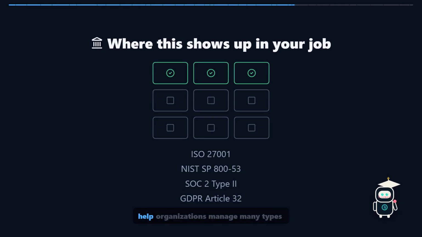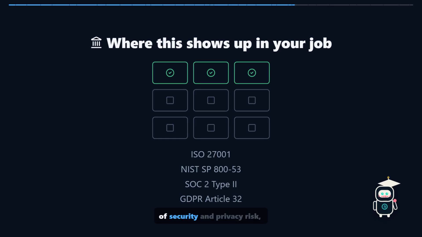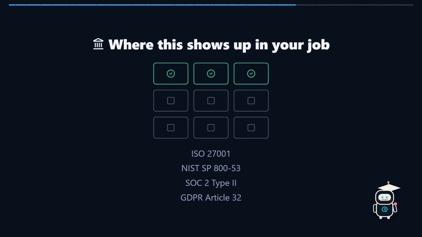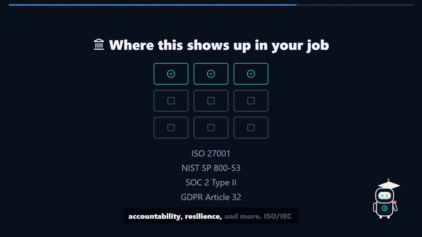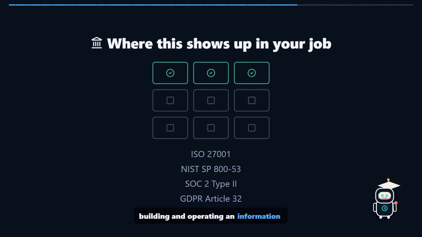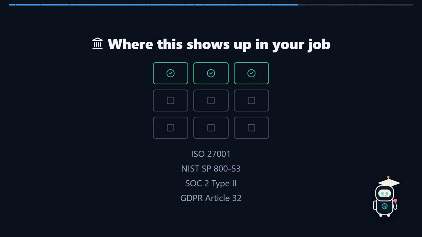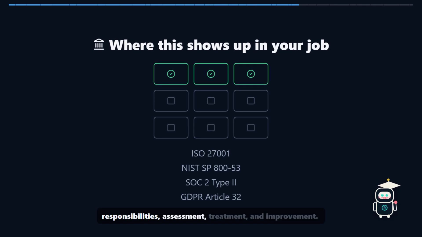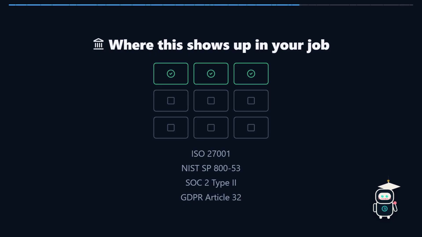Its controls help organizations manage many types of security and privacy risk, including confidentiality, integrity, availability, authentication, accountability, resilience, and more. ISO IEC 27001 is a standard for building and operating an information security management system. It helps organizations manage information security risk through a structured program of policies, responsibilities, assessment, treatment, and improvement.